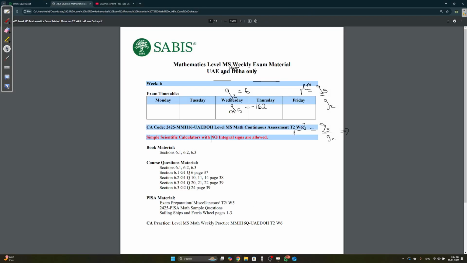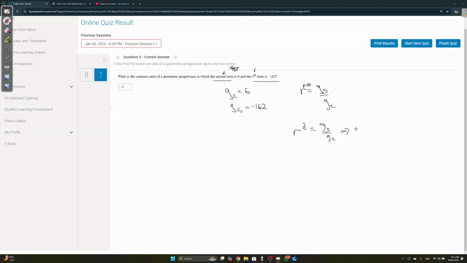Are integral calculators allowed? No integral, okay. So you can do shift solve.